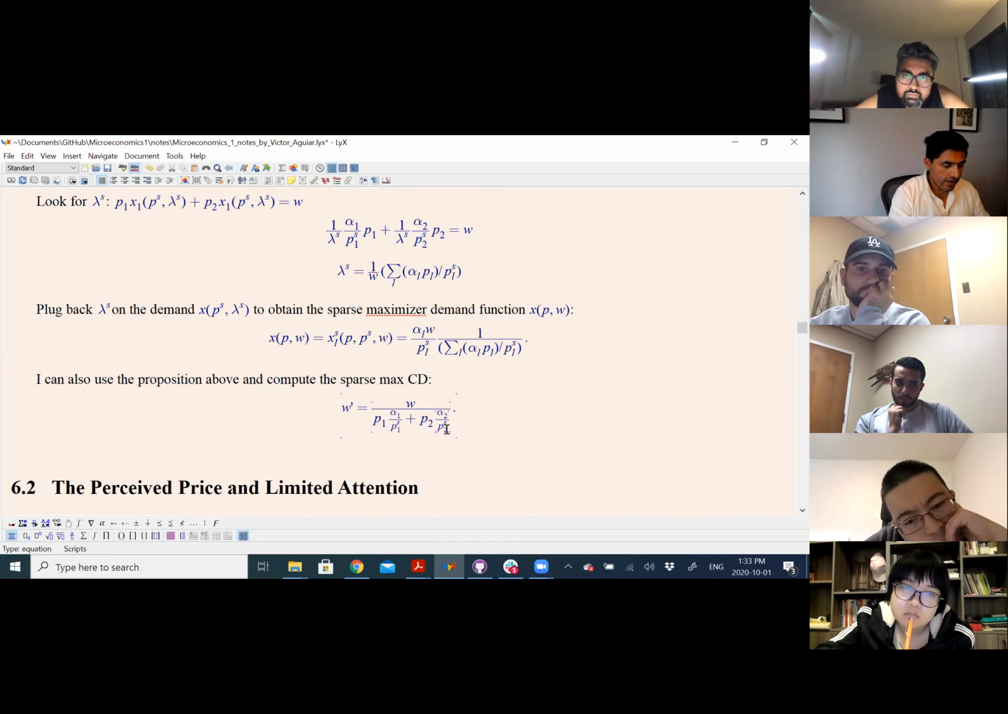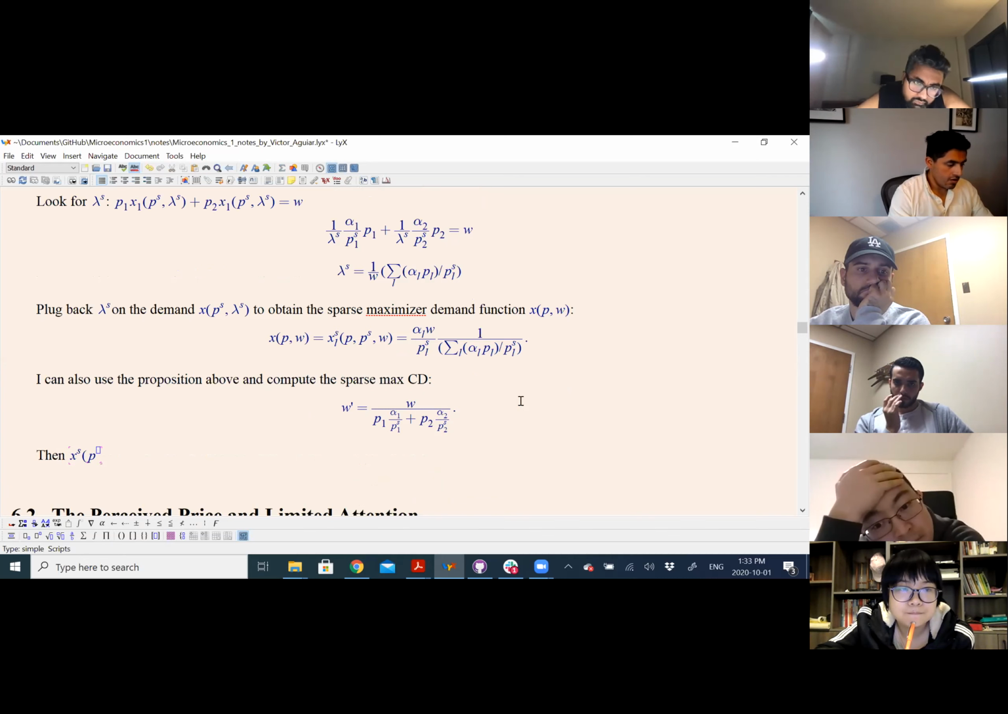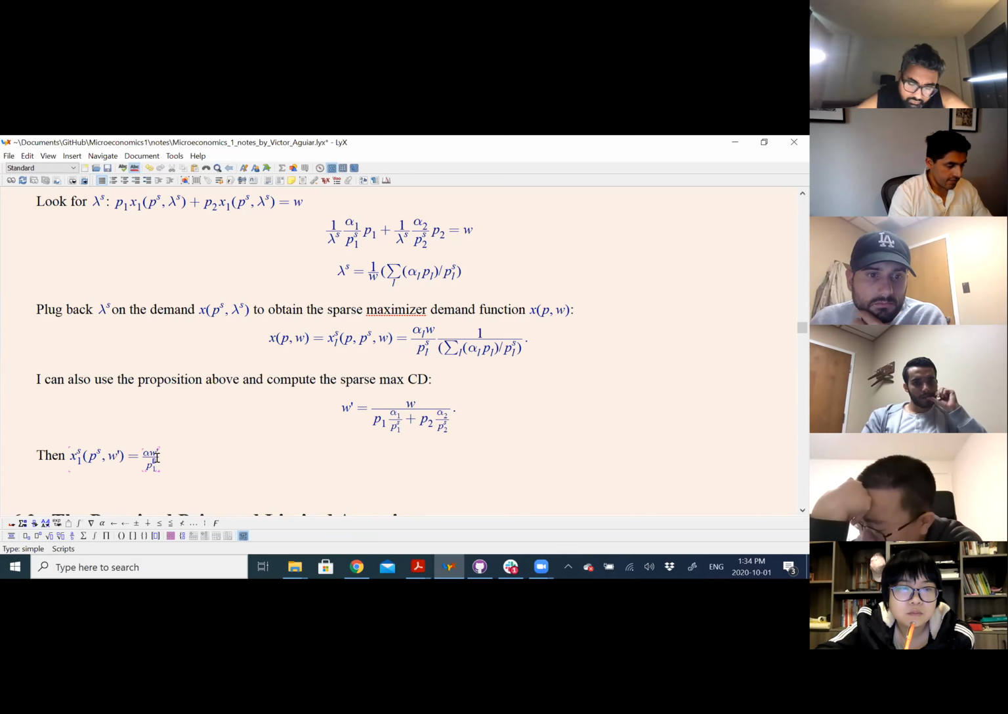Okay, so this is the corrected income. Then the Gavex model is equal to pretty much alpha W prime P, here for good L, for good 1, P1S. So then I replace it and it's back to what I obtained before, right?